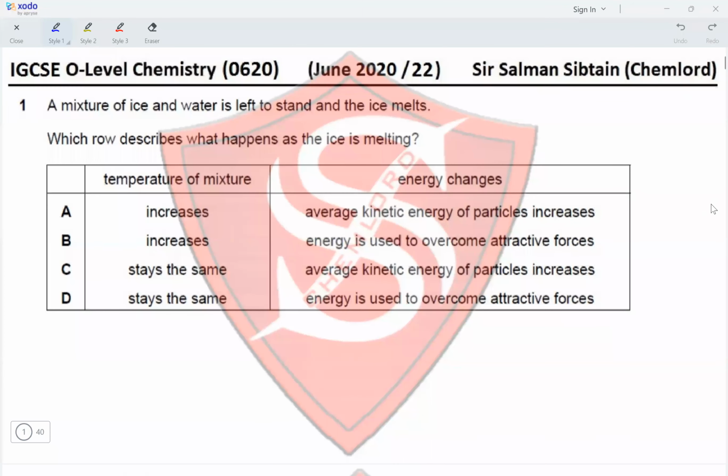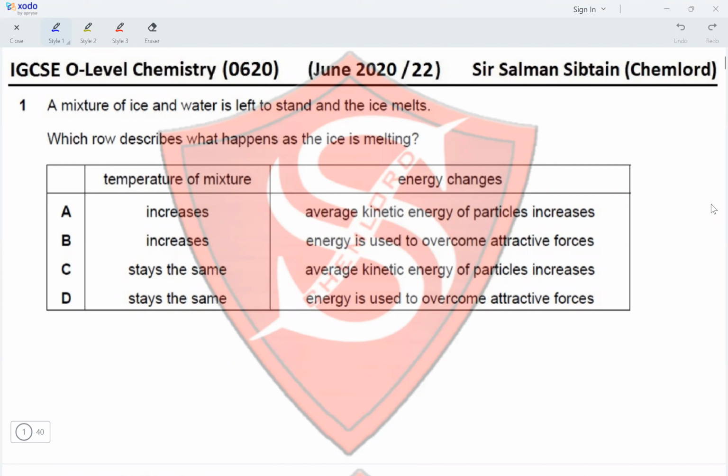Hi guys, this is IGCSE O-Level Chemistry, paper 22, June 2020, question 1. A mixture of ice and water is left to stand and the ice melts. Which row describes what happens as the ice is melting? Temperature of the mixture. When the ice melts, the temperature of the mixture stays the same. It does not change. Change of state does not require a change in temperature.